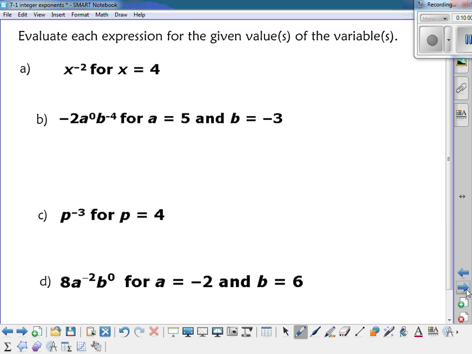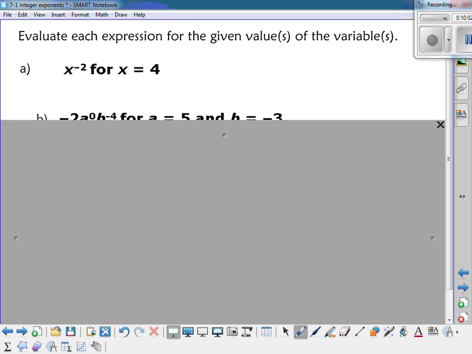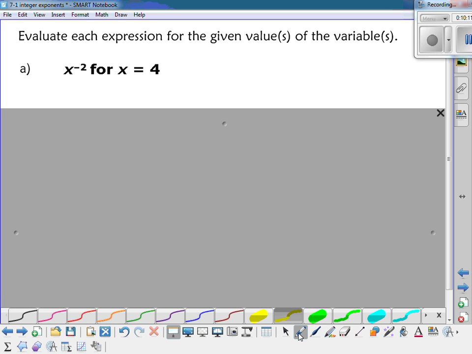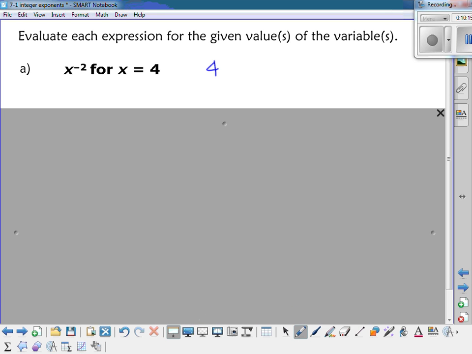Okay. All right, so now what we're going to do is we are going to evaluate each expression for the given variables. So if x equals 4, and I've got x to the negative 2 power, that means I've got 4 to the negative 2 power. So what do I have to do to it? Flip it over and make the exponent positive. So it's 1 over 4 to the positive 2 power. So that would be 1 over 16.